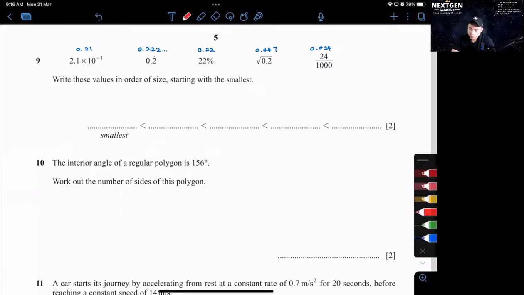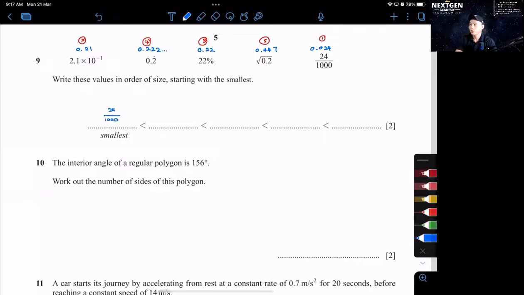So let's see which one is the smallest. 0.024. I want you all to have a habit of writing the digits on top also, so it's easy for you to see and double check. This will be your second one, 0.21. Third will be 0.22. Fourth will be 0.222. And then fifth will be 0.447. Make sure you write the actual value down from the smallest to the biggest.